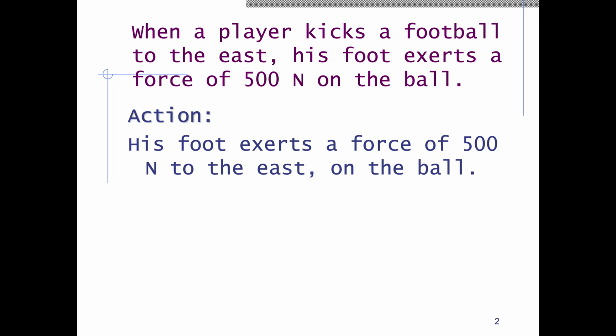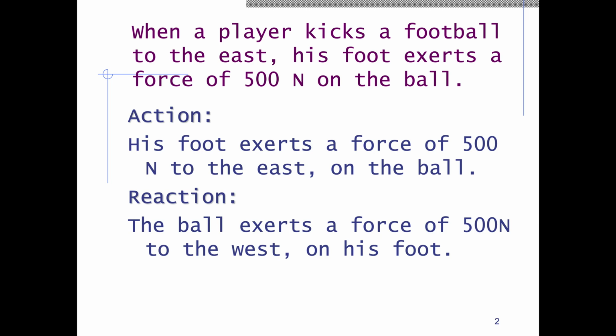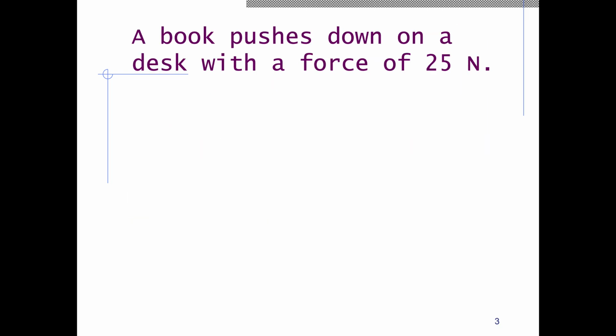So for your reaction statement, what you want to do is flip-flop the nouns, your person, place, or thing, and change the direction. With the force, it's equal. So we still keep that 500 newtons, right? There's no calculation or anything we have to alter with that. So in this example, my reaction would be: the ball exerts a force of 500 newtons to the west on his foot.